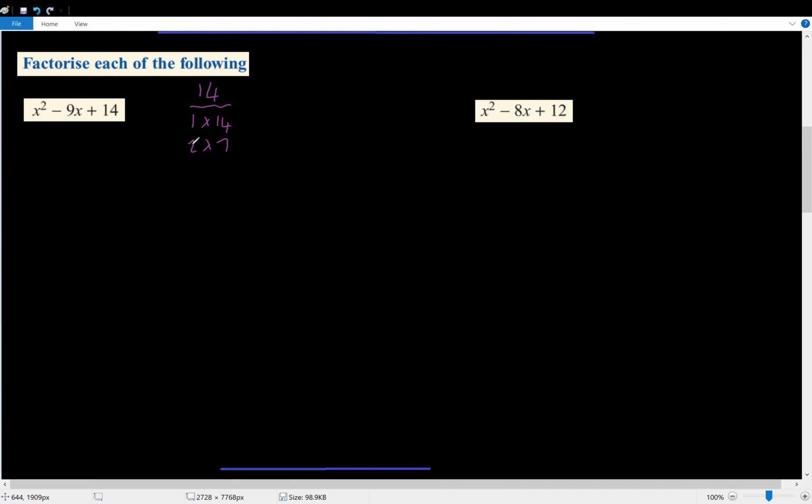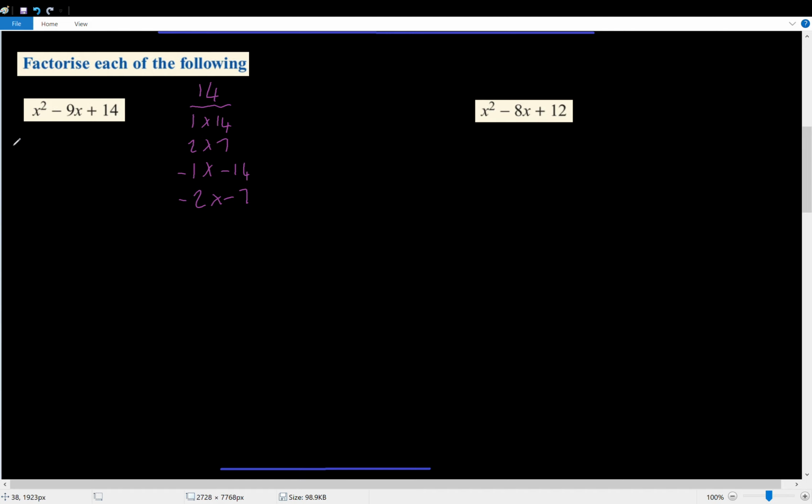So the actual full list of factors for this is going to include minus 1 times minus 14 and minus 2 times minus 7, because a negative number times a negative number will give you a positive number. And when you look at the last one here, minus 2 and minus 7 multiply to give you 14 and sum to give you minus 9. So we're going to use that.